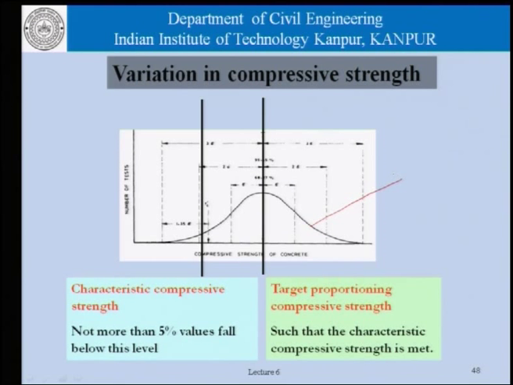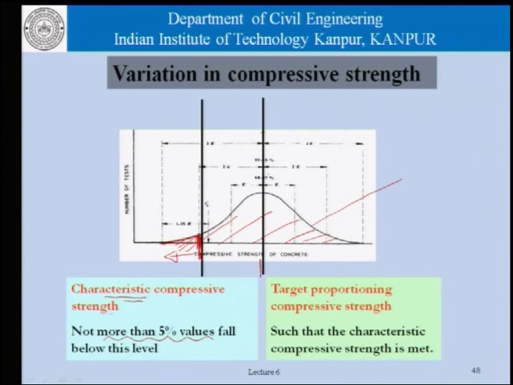We more or less take it to be a normal distribution about a certain mean, and the characteristic compressive strength is defined as that number below which not more than 5% of values fall. That is, the area under the curve up to this point is not more than 5%. In other words, the area on this side of the curve, which is the portion higher than the characteristic strength, is 95%.